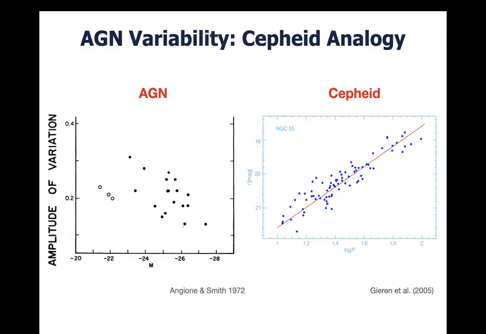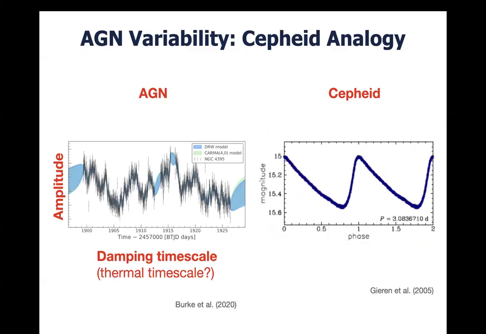This was also pointed out to me recently, that even in the 1970s there was a correlation between the RMS of the light curves and the luminosity, from Angione and Smith, 1972. So not a new thing. So here's what this actually looks like.